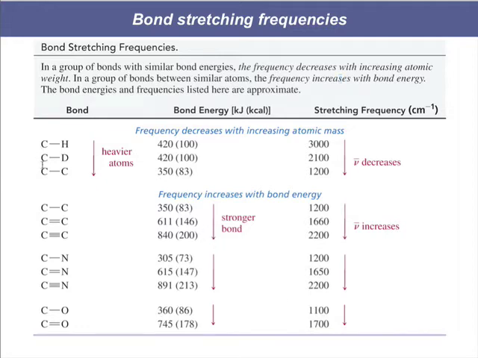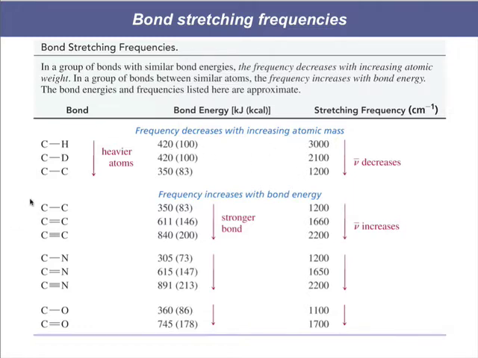As our atoms get heavier, our vibrations slow down. That kind of makes sense. If you imagine two bowling balls on a spring versus two ping pong balls on a spring, if you flick that ping pong ball on a spring, it's going to vibrate very quickly. But if you push that bowling ball on the spring, it's going to vibrate very slowly. So the heavier atoms will correspond to lower frequencies.